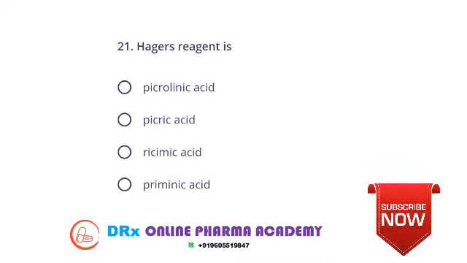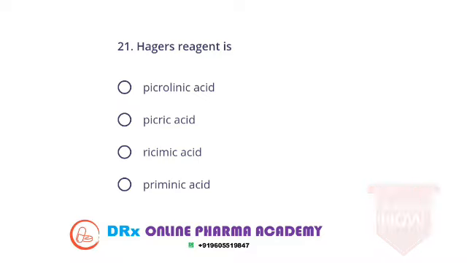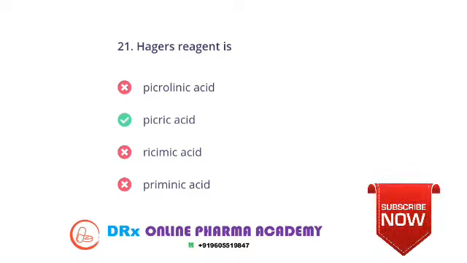Next question is Hager's reagent is picrolonic acid, picric acid, racemic acid, picrinic acid. These are the options. And the answer is picric acid. Hager's reagent is picric acid.